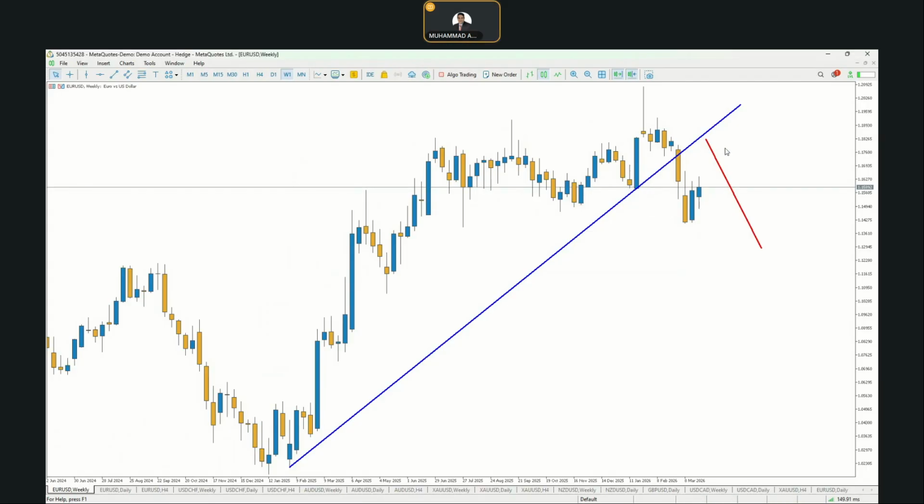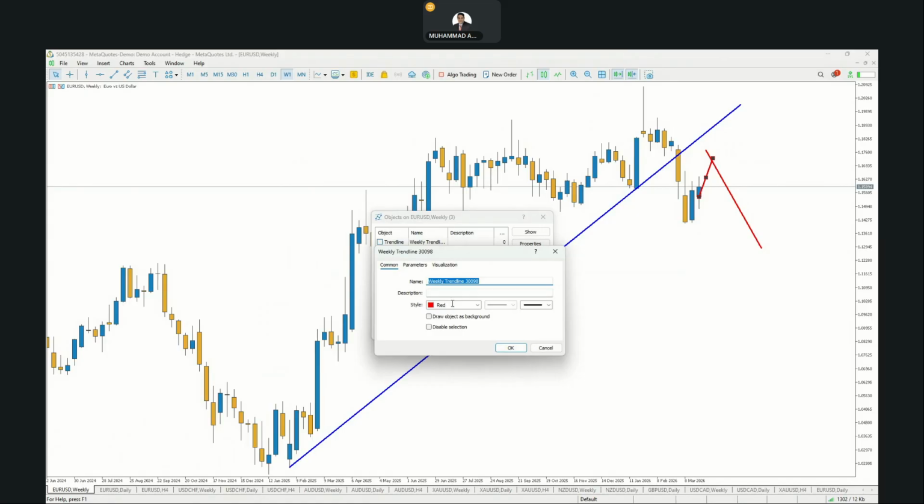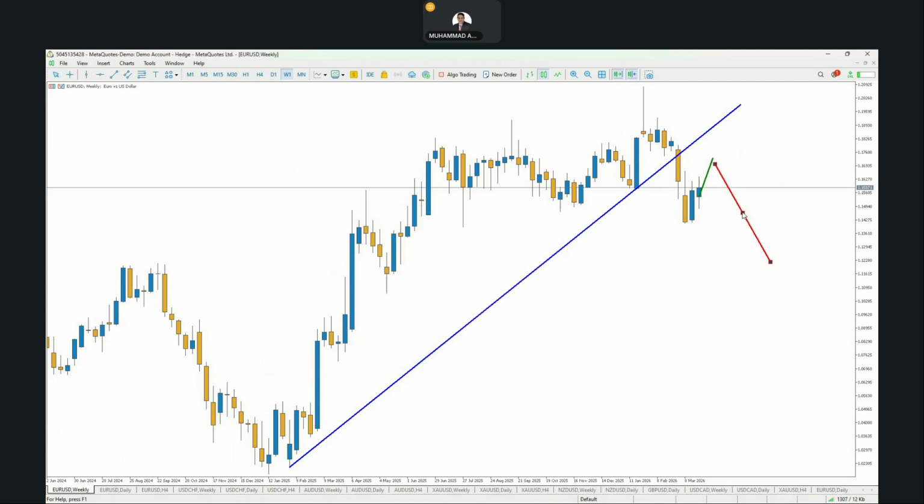This is a trend line break, and it's telling me that price action probably wants to go up first. So we might get a bullish leg first, and after that the market is probably going to drop further in the euro dollar currency pair.